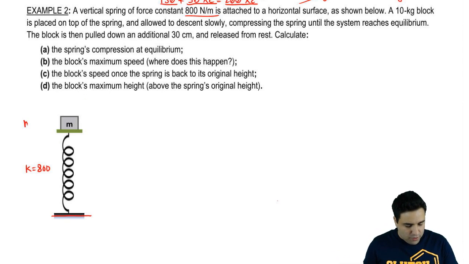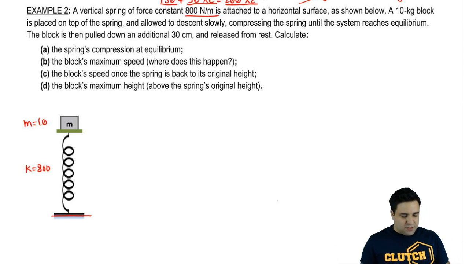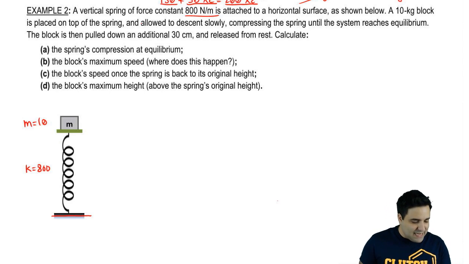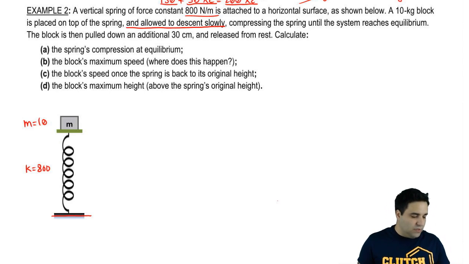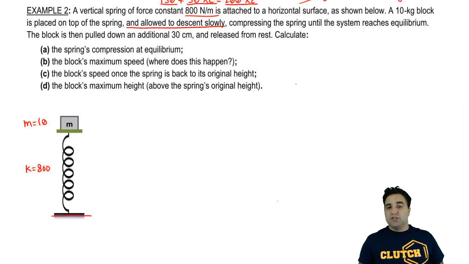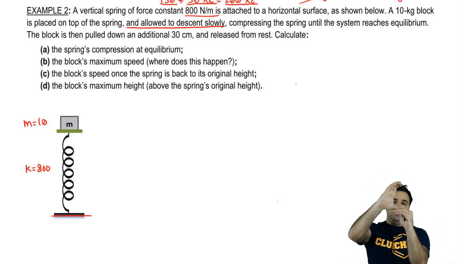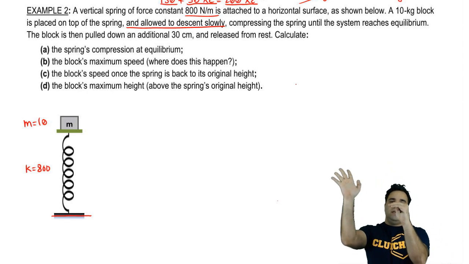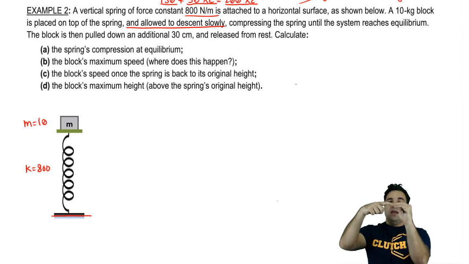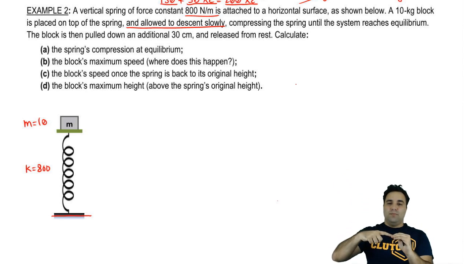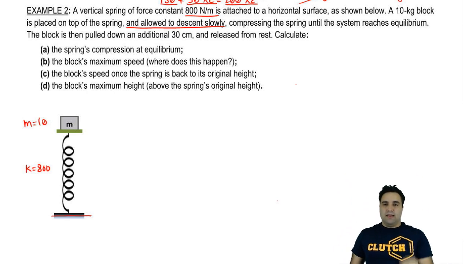There's a 10 kilogram block that is placed on top of the spring, just as shown. And then it's allowed to descend slowly, compressing the spring until it reaches equilibrium. Allowed to descend slowly means that you're not going to just drop the block here and release and let it fall, because if you do that, it's going to fall past the equilibrium point and it's going to start oscillating like this.